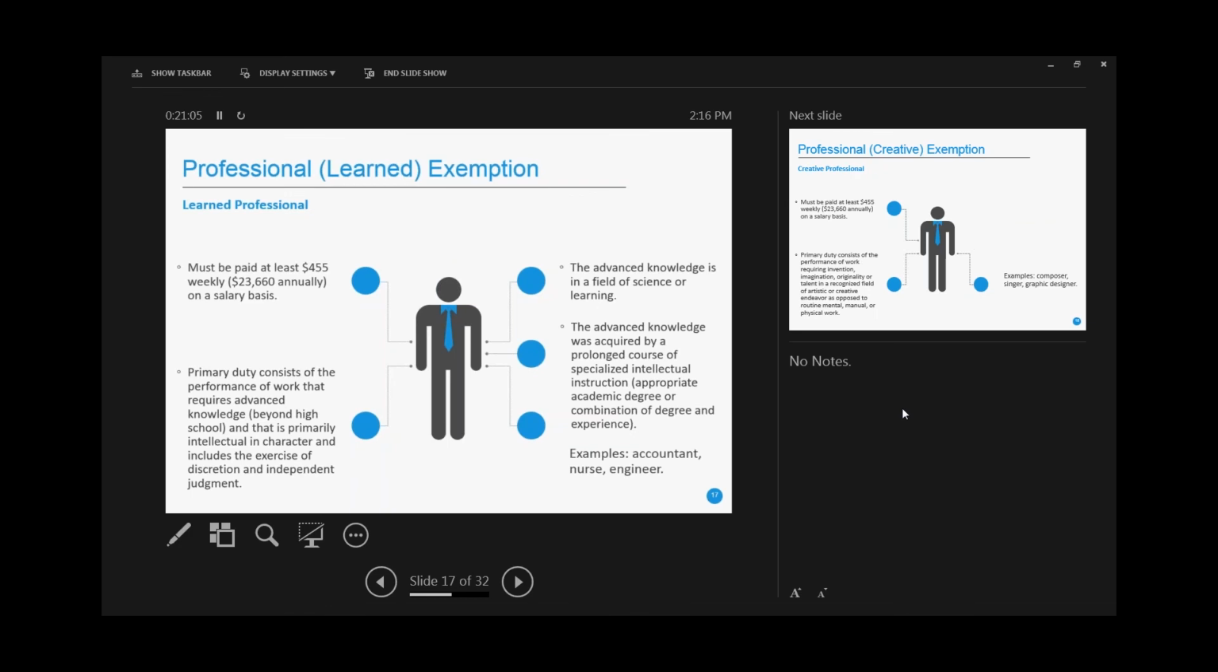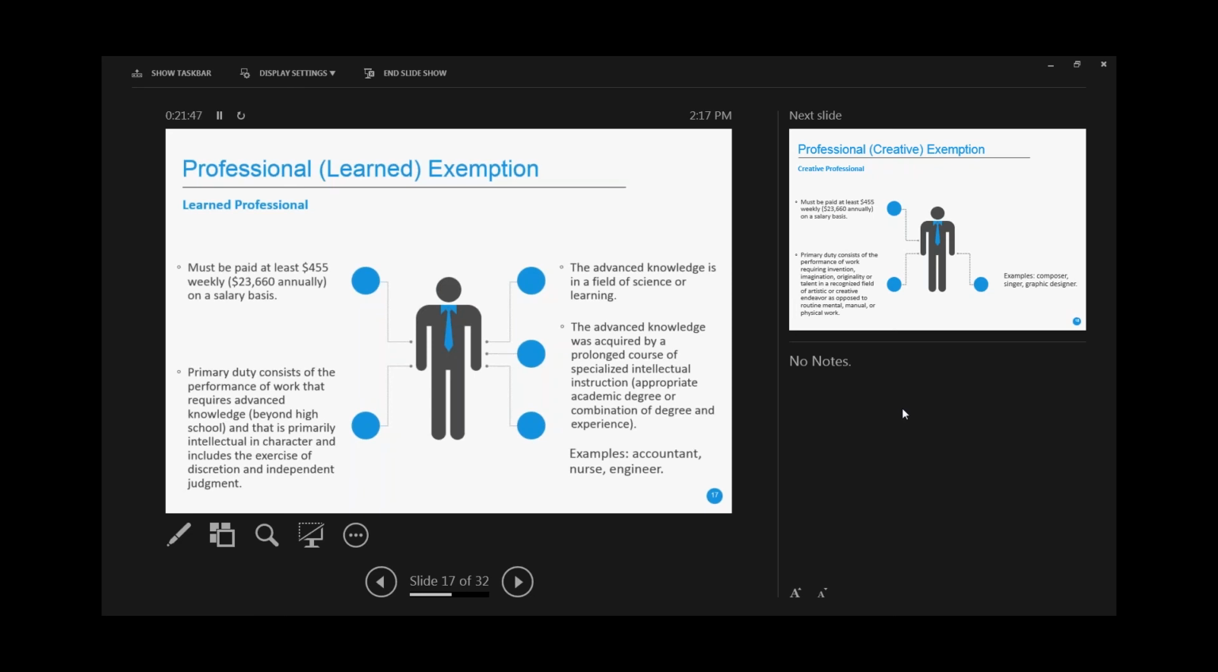Okay, so next is the professional learned exemption. So again, $455 weekly, $23,660 annually. The employee's advanced knowledge is in the field of science or learning, and the employee's advanced knowledge was acquired by a prolonged course of specialized intellectual instruction with an appropriate academic degree or a combination of degree and experience. The primary duty of the employee being considered for this exemption consists of the performance of work that requires advanced knowledge beyond high school and that is primarily intellectual in character and includes the exercise of discretion and independent judgment.